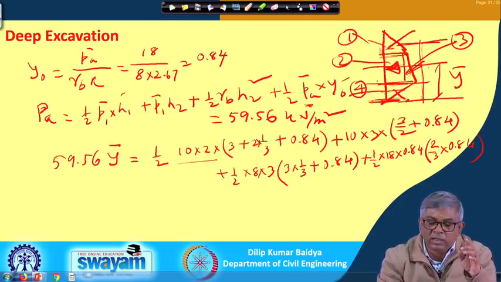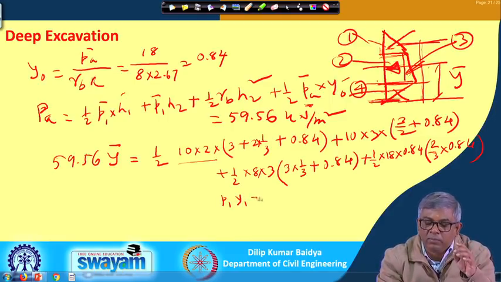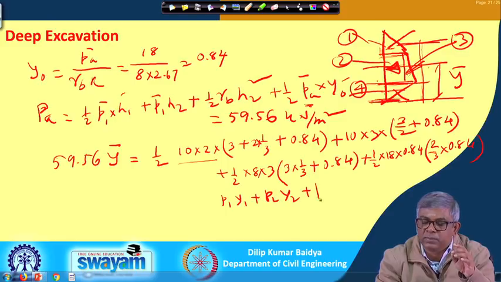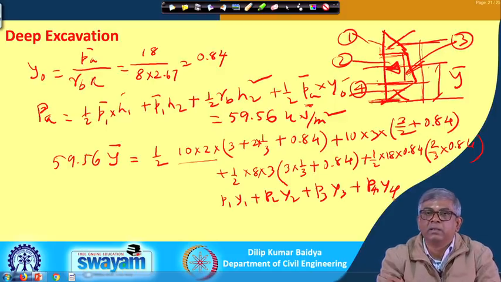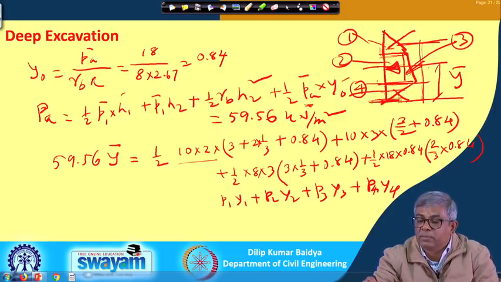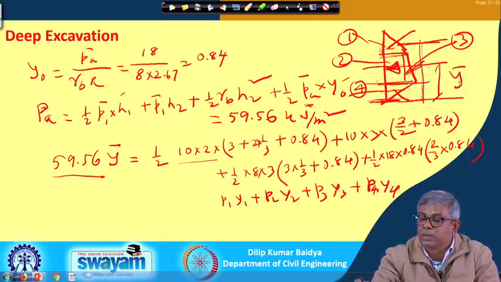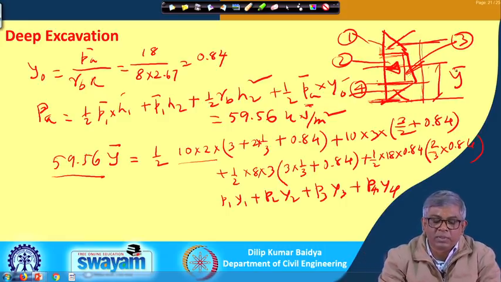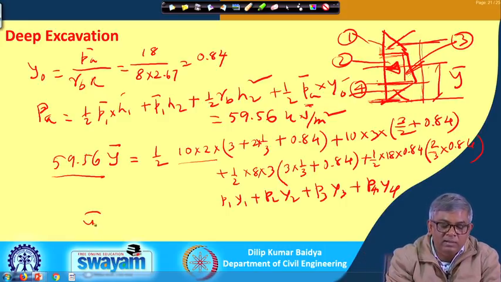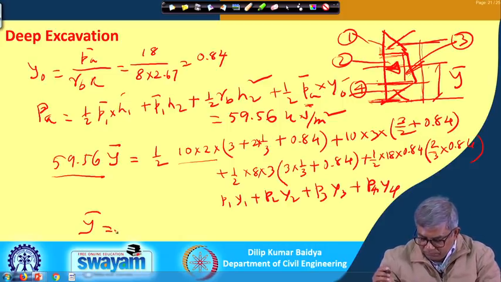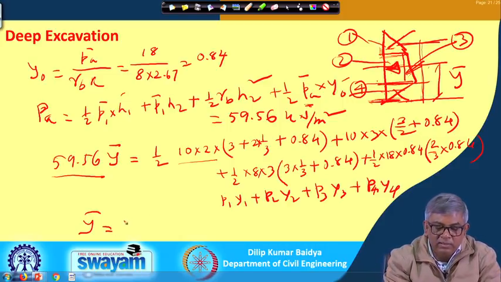So, what I have done is P 1 y 1 plus P 2 y 2 plus P 3 y 3 plus P 4 y 4. Okay. So, I have calculated this diagram's distance from here, this diagram's distance from here, this diagram's distance from here, this diagram's distance from here. So, this is the equation I have written, and this is of course the resultant. So, total force multiplied by y bar must be equal, and from here I will get y bar equal to 2.37 meter.